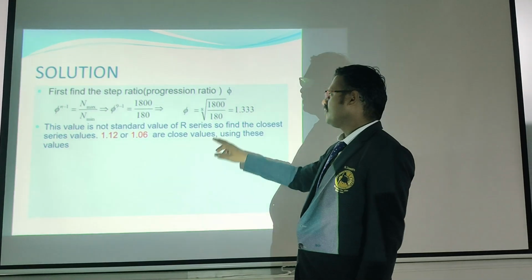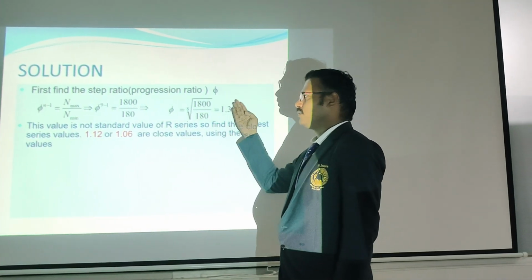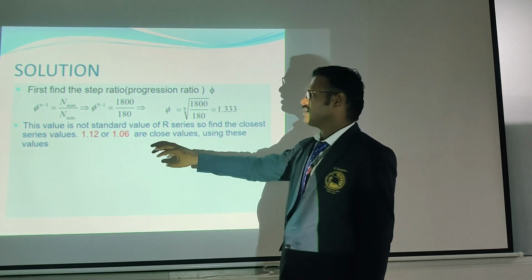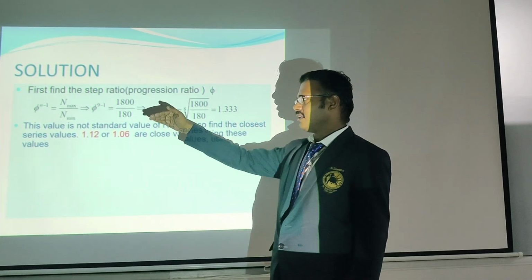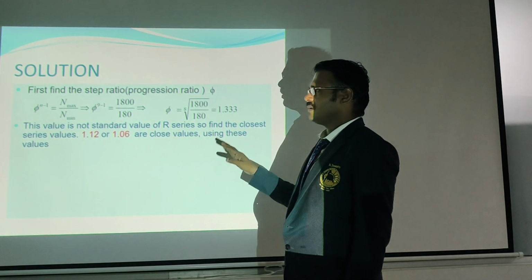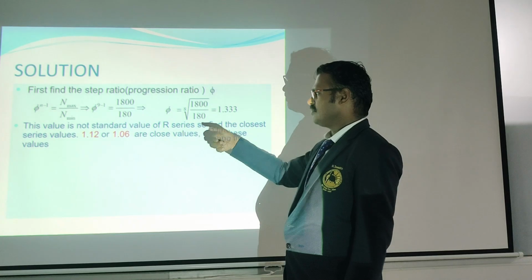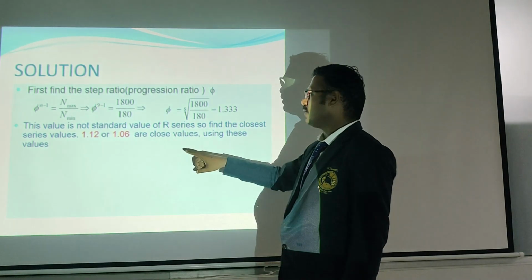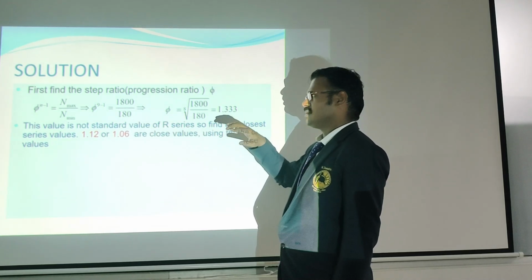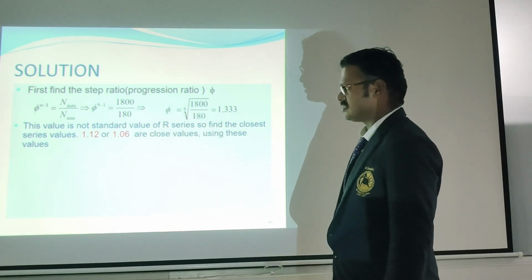With that value we need to compare this step ratio. If this step ratio matches with that series value, directly we can take that value. Otherwise we need to multiply it 2 more times or 3 more times or 4 more times. That multiplied value has to match this step ratio, then we can take that series.